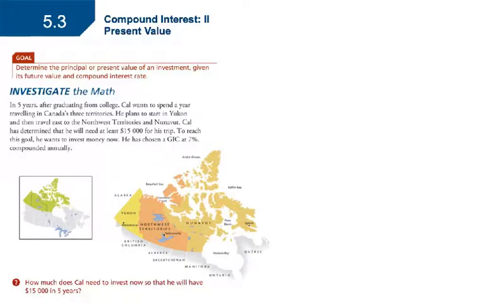His plan, he knows that he will need at least $15,000 for this trip, and he wants to invest some money now so he has $15,000 later. He has found a GIC at 7% with interest compounded annually. We want to know how much does Cal need to invest now so that he will have $15,000 in 5 years.